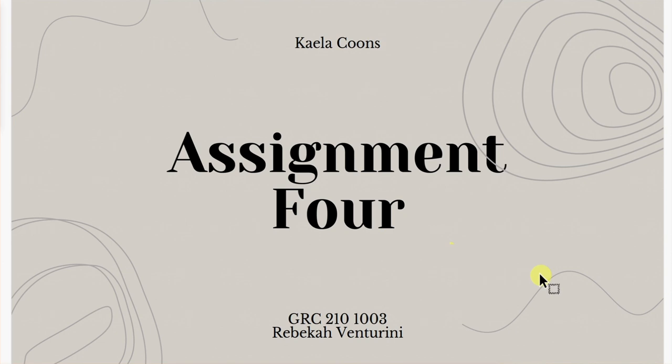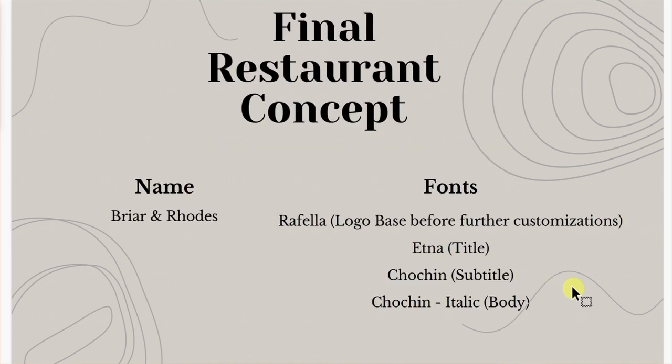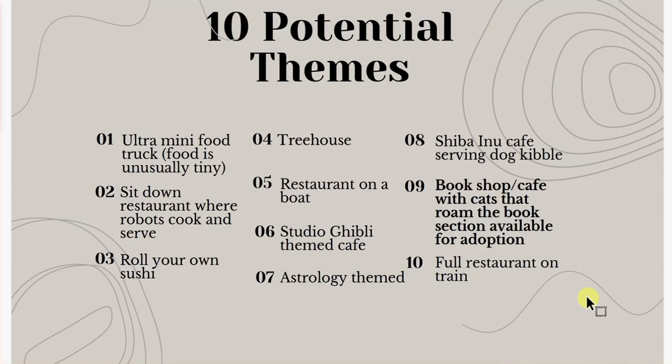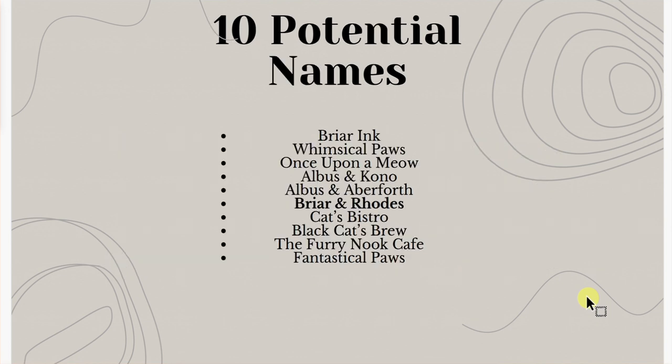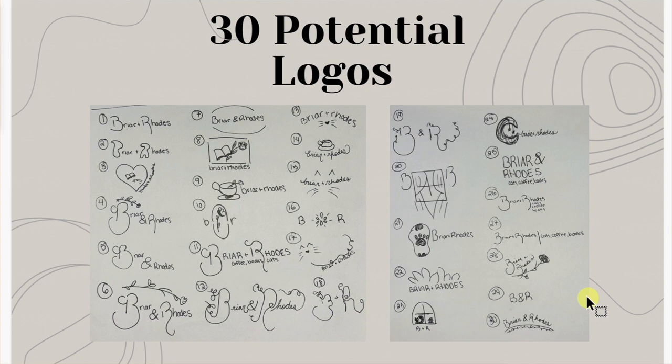All right, next up is Kayla. So Kayla chose Breyer and Rhodes, and the fonts are Rafaela, Etna, Cochin, maybe Cochin, I'm not sure. All right, and here's your different themes. Very fun. Looks like you chose a bookshop cafe with cats. Yes, I want to go there. And here's your, oh, fun names. Whimsical Paws. Stop. Fantastical Paws.